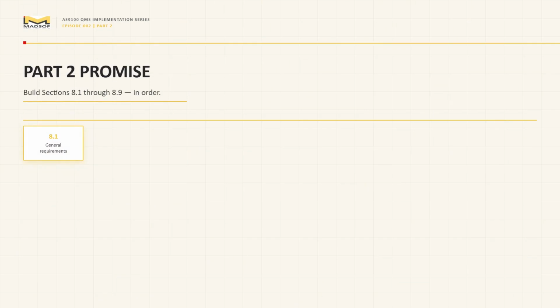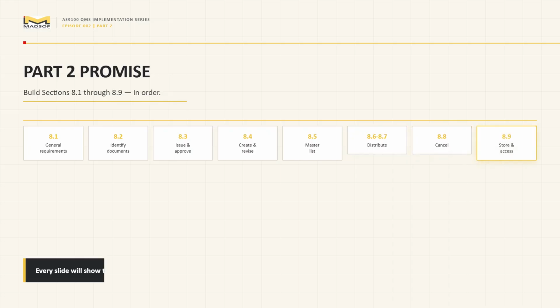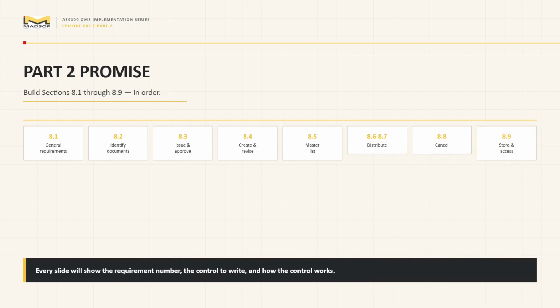Here is the path we will follow. We begin with the general requirements in section 8.1. Then we move through document identification, approval, creation, and revision, the general list of documents, distribution, cancellation, storage, and access. Each control remains connected to its clause, so you always know where it belongs in the procedure.